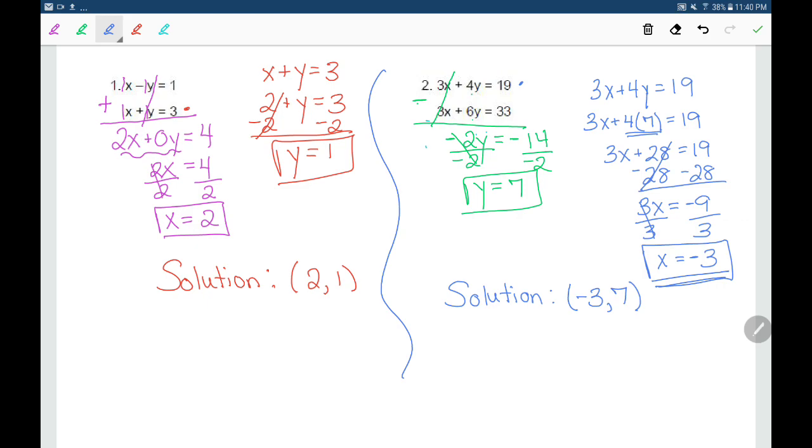Next week, we're going to pick up a little bit more with elimination, where we're going to have to start manipulating our equations a little bit. But this is just giving us that introduction on how to solve these equations.